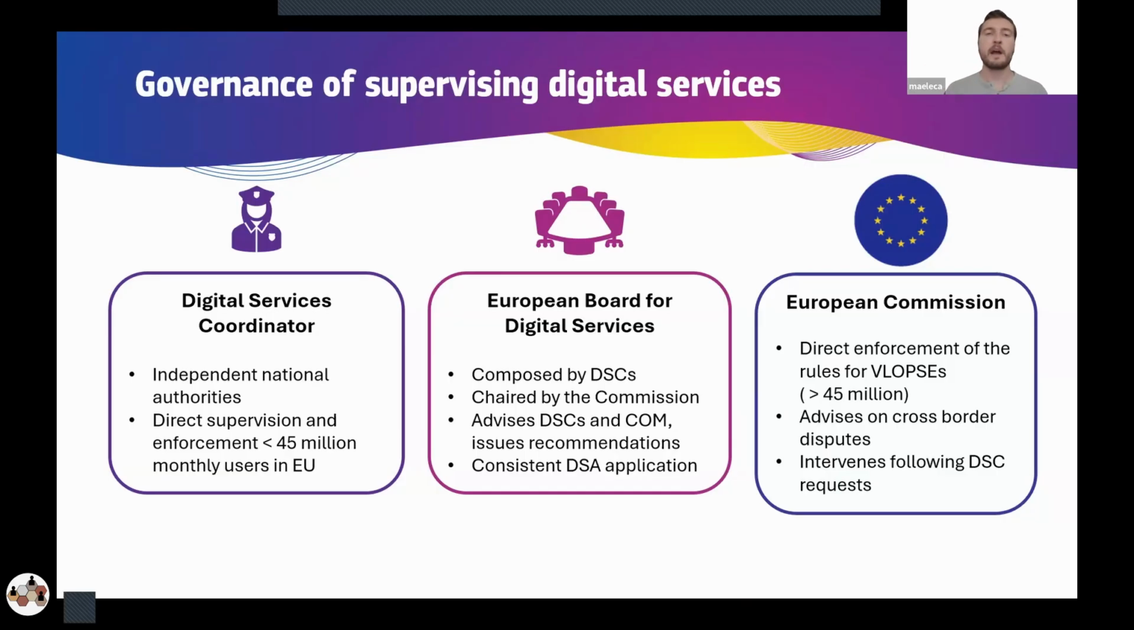Now, the Digital Services Coordinators, as we see in the member states, this can be a wide variety of authorities. For example, there are competition authorities who have been appointed as the DSC. There have also been telecommunications authorities, etc.